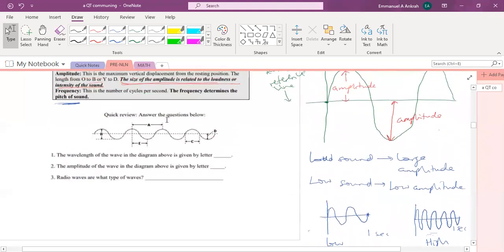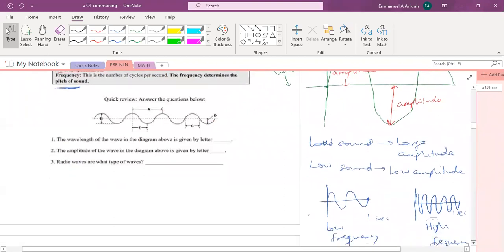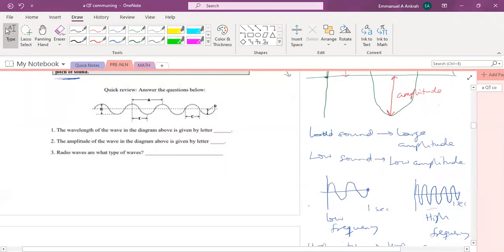So you should be able to identify the different components when you're given a diagram. For example, a diagram like this. You should be able to tell which one is the wavelength, which one is the amplitude, and so on. Okay. So the wavelength of the wave in the diagram above is given by which letter? Anybody wants to respond? What will be the wavelength in this diagram? Somebody wants to try.